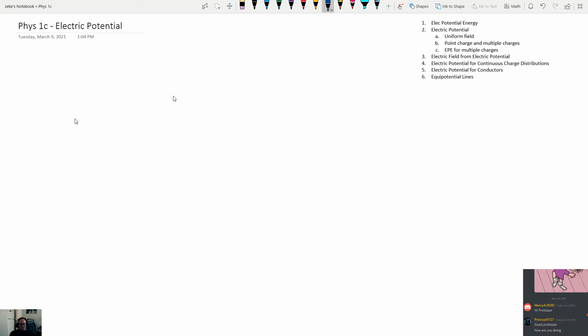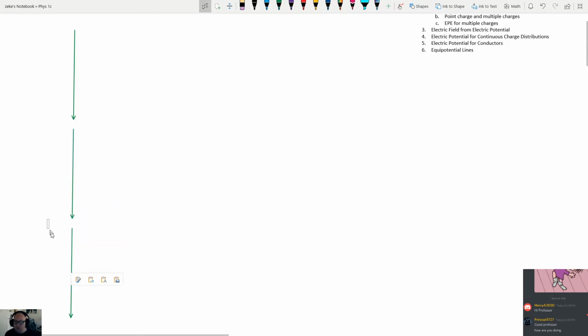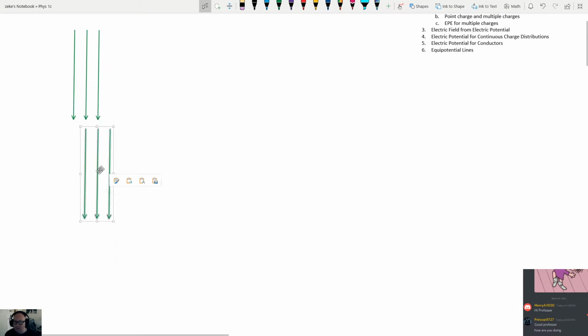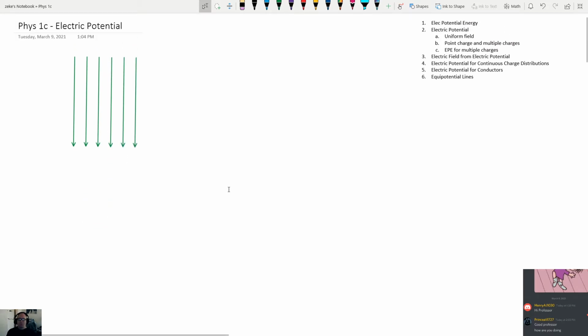Okay, so electric potential energy. Let's say you have a system where you have an electric field, and let's say that this electric field looks like this. Let's make it green. You've got some electric field lines, and they all point downwards. We'll say it's just a uniform electric field to keep things pretty simple. So this is our electric field.